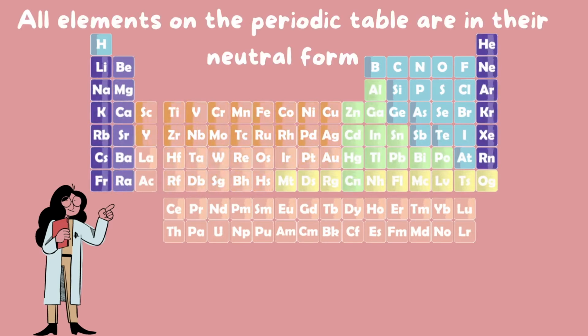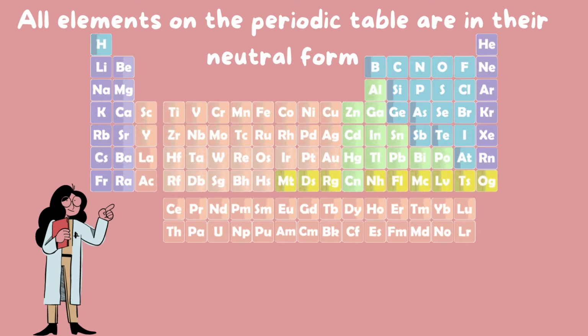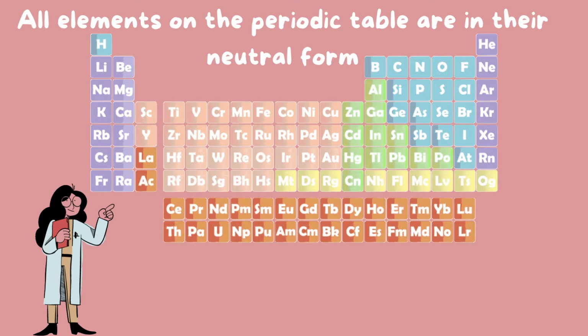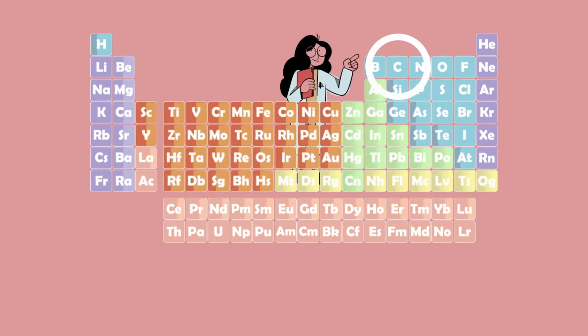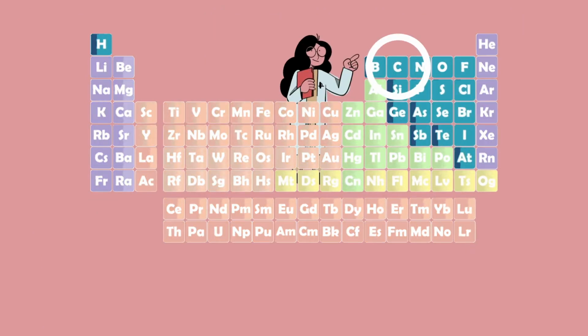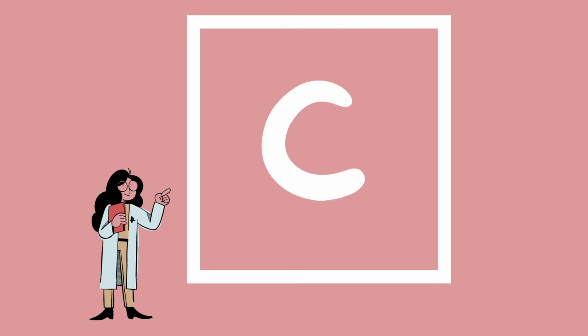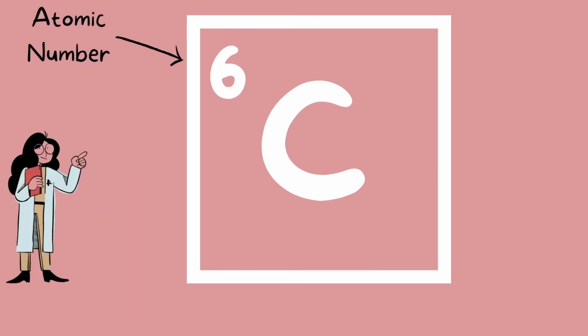First off, when looking at the periodic table, make note that these are all elements in their neutral form, meaning they have no charge. If we take a close look at one of these elements, let's just say carbon for example, in the center is the element symbol. In this case, it's C for carbon. On the top, you'll find the atomic number. This number represents the number of protons in the atom. The atomic number is also the identification, if you will, for an atom. Each element has a different atomic number, and this number does not change.